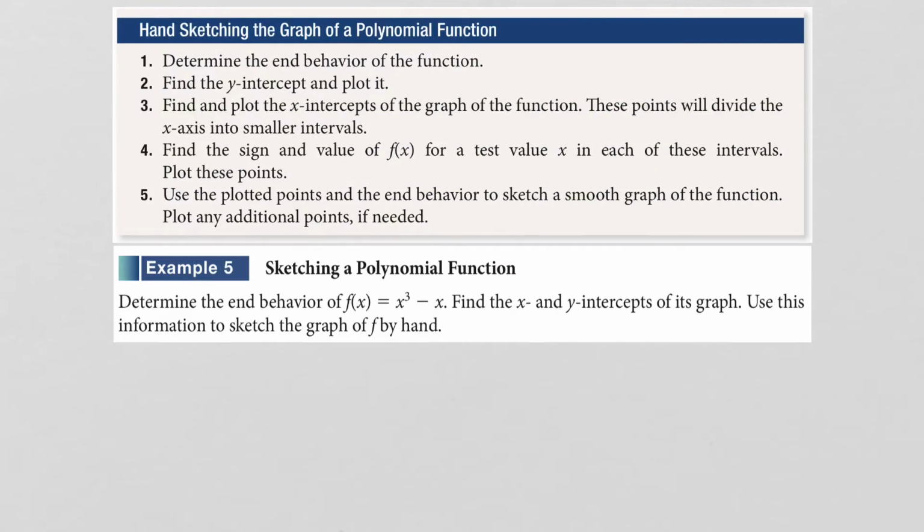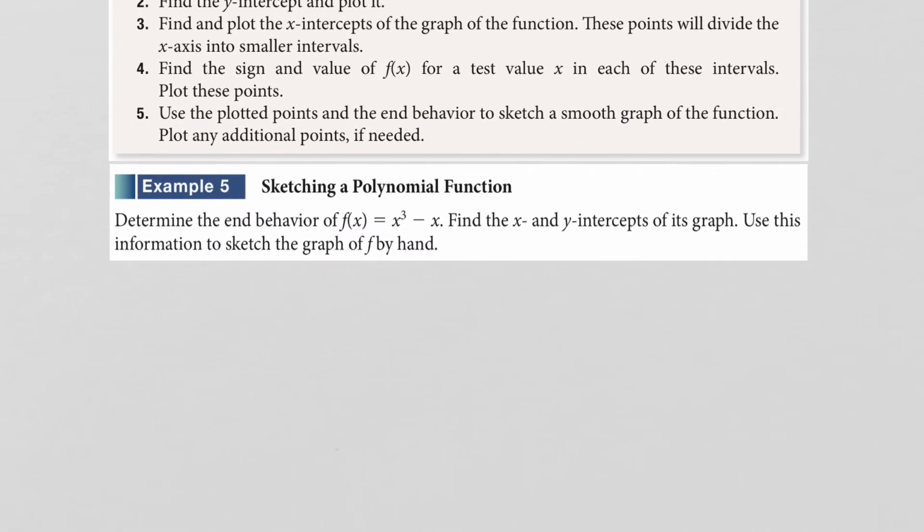So when it comes to hand sketching the graph of a polynomial function, there are some steps you want to go through. So you want to think about the end behavior of the function. You want to go ahead and find the y-intercept, which is a pretty easy point to find. You also want to find and plot the x-intercepts of the graph. And then you need to figure out whether the graph is above or below the x-axis for each of these smaller intervals. And then you use these plotted points and the end behavior to sketch a smooth graph of the function. And if you need additional points, you can always plot a few additional points if you need it.